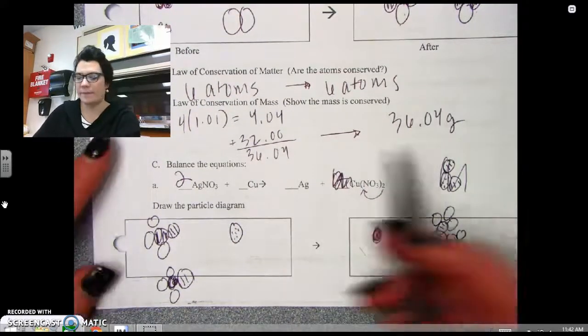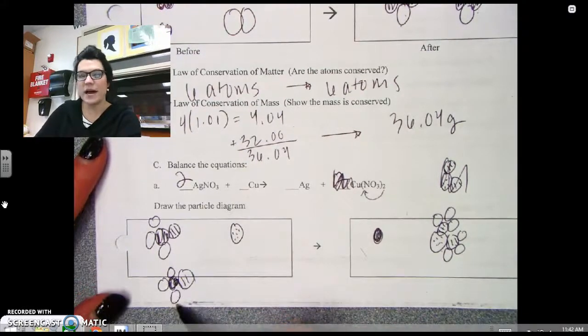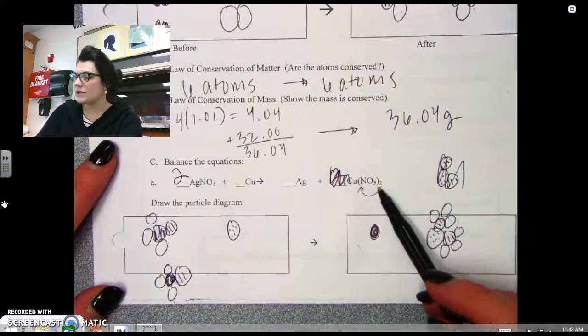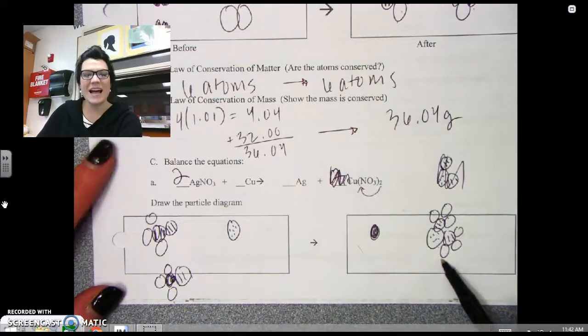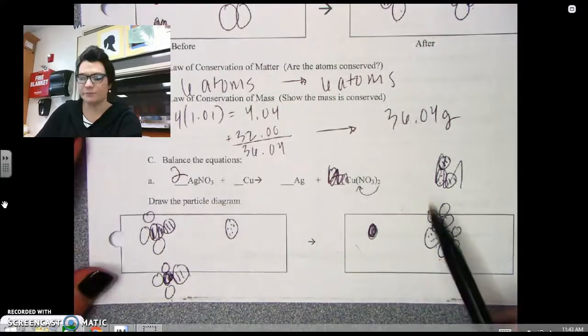Let's look at oxygen. 2 times 3 is 6: 1, 2, 3, 4, 5, 6 atoms. 2 times 3 is 6: 1, 2, 3, 4, 5, 6 atoms. So oxygen is balanced. Now let's look at silver and copper.